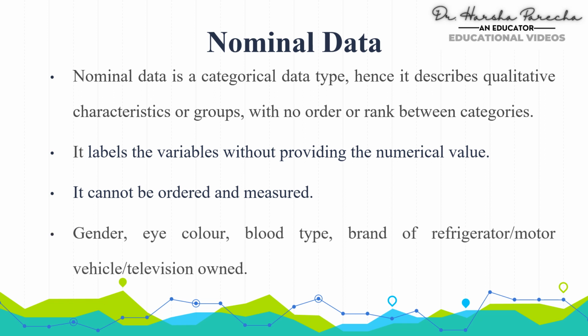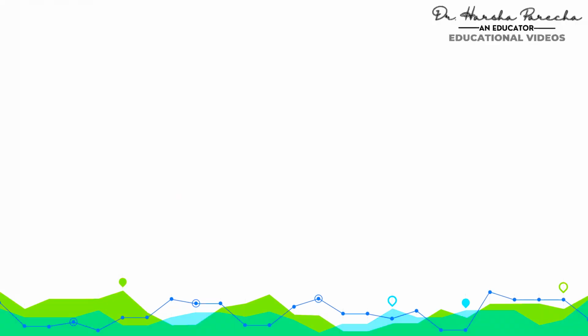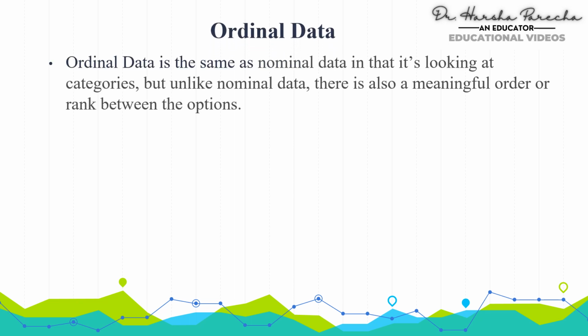For example, gender is a nominal data. You can give female number 1, male number 2. You can denote it. Okay, eye color, blood type, brand of the refrigerator, vehicle, etc. These are all examples of nominal data. Let us go ahead and see what is ordinal data.